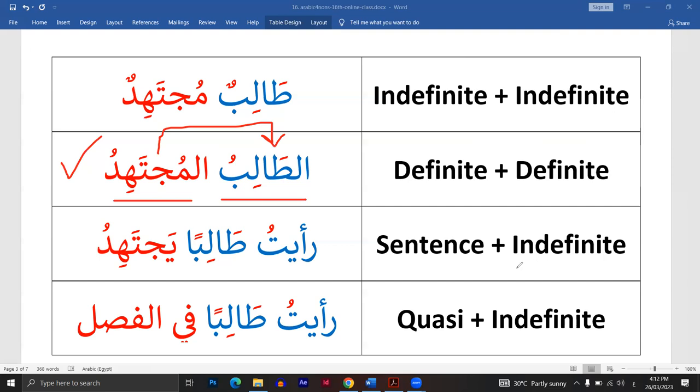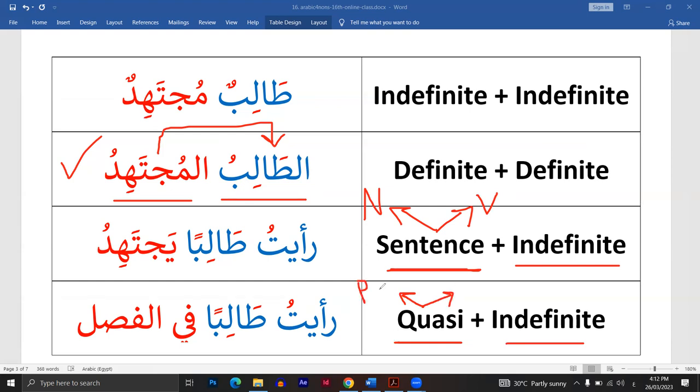Or we have this combination: an indefinite noun plus a sentence or a quasi-sentence. It can be any of the two types of sentences. We have the nominal sentence, جملةٌ اسمية, and the verbal sentence, جملةٌ فعلية. And also a quasi-sentence, شبه جملة, we have two types: preposition plus a noun, or adverb plus a noun. So the main idea here: once you see an indefinite noun, and after it a complete sentence or a quasi-sentence, this sentence is most likely an adjective.